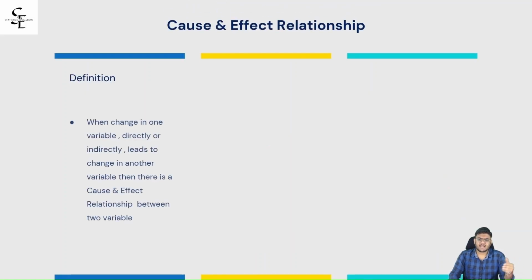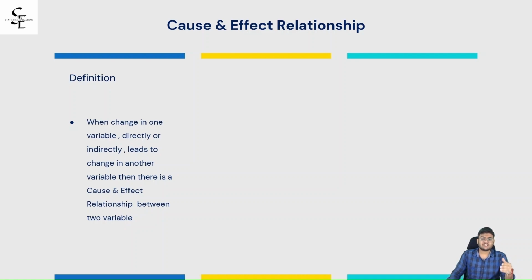That is cause and effect relationship. When change in one variable directly or indirectly leads to change in another variable, then there is a cause and effect relationship between two variables.